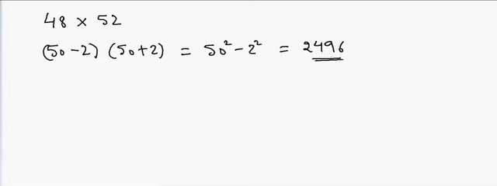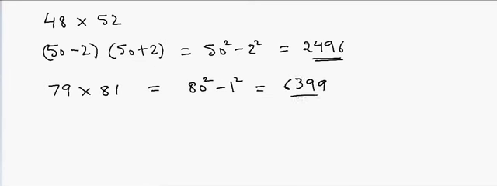So the answer will be equal to 2496, right? Same way, suppose I have to do 79 into 81, the answer will be equal to 80 square minus 1 square, so this will be equal to 6399. Again, suppose 15 into 17. In that case it will be equal to 16 square minus 1 square, that's equal to 255.